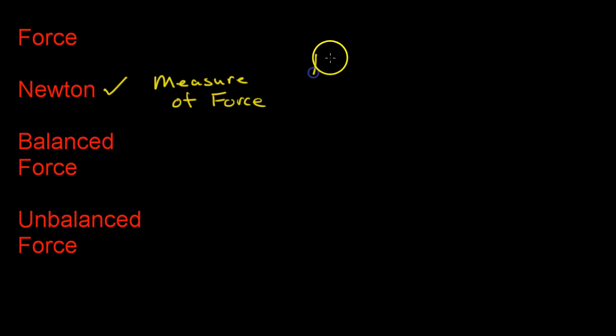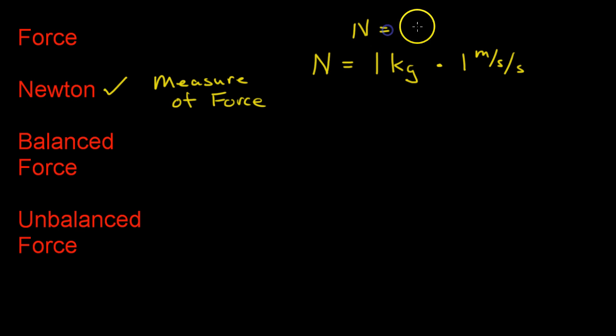And a Newton, symbolized by an N, is basically the amount of force needed to move something that has a mass of 1 kilogram, make that object move at an acceleration of 1 meter per second per second. So in other words, a Newton, to abbreviate, is mass times acceleration. Okay, and thinking about it, it's pretty intuitive to understand how this works.